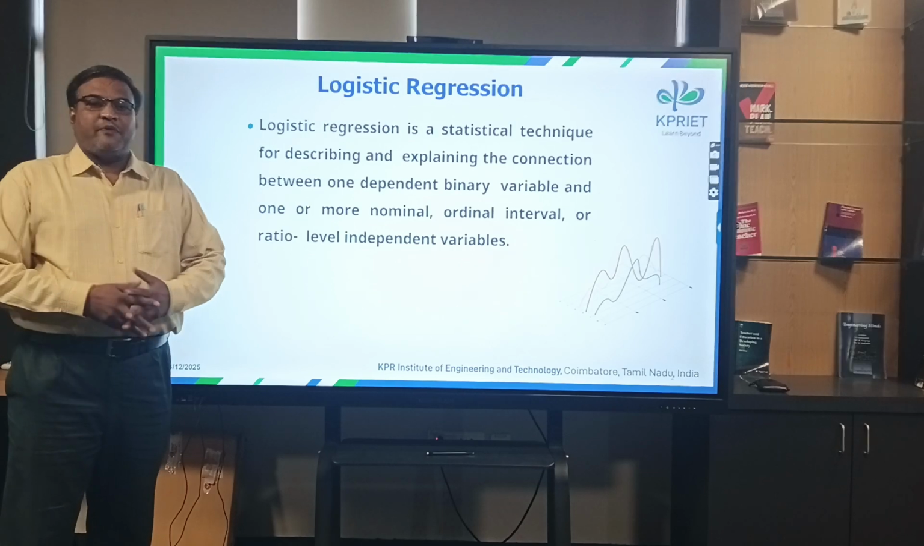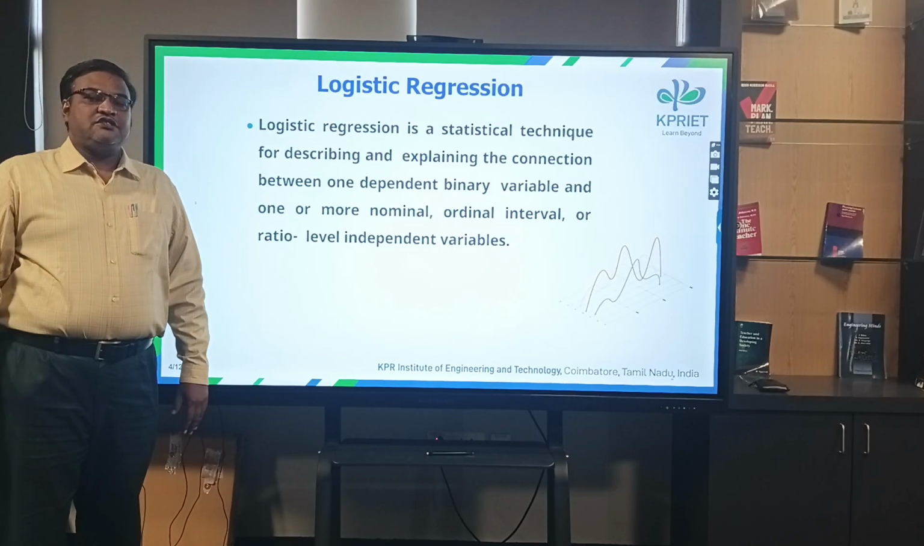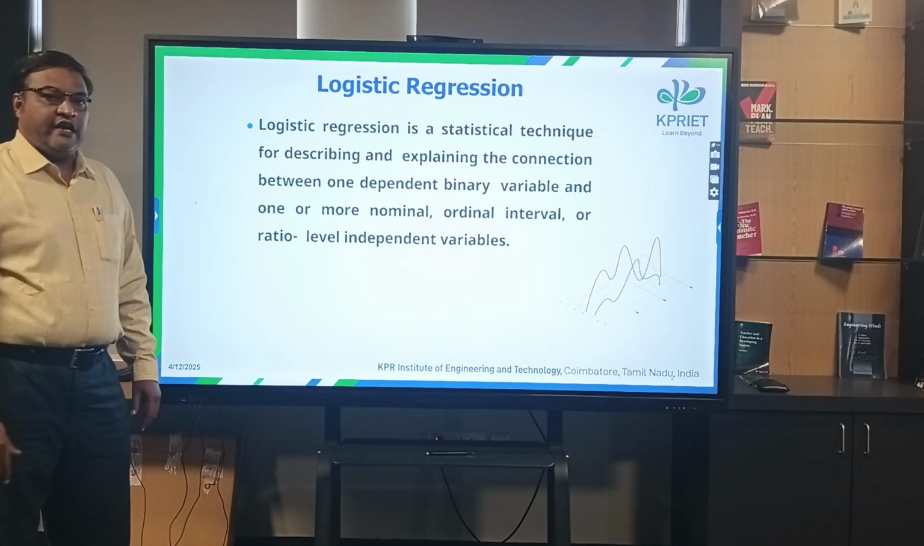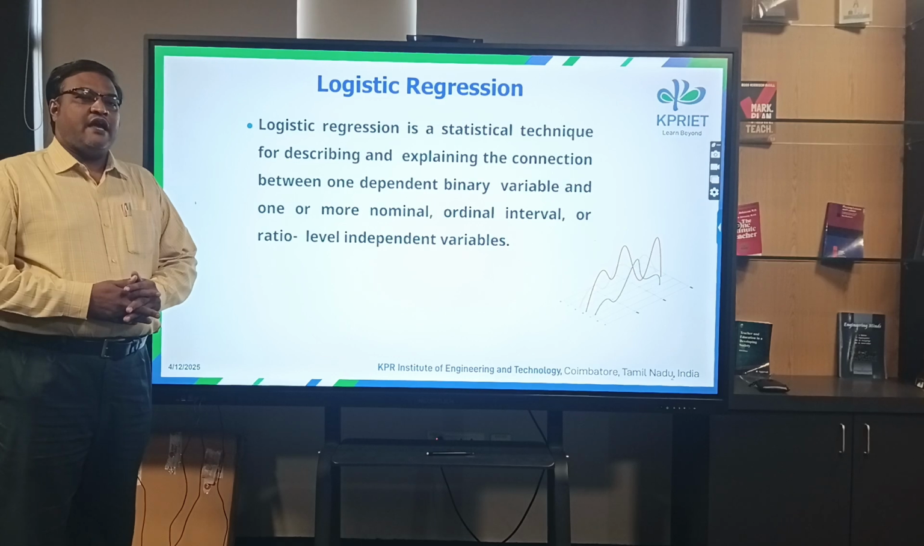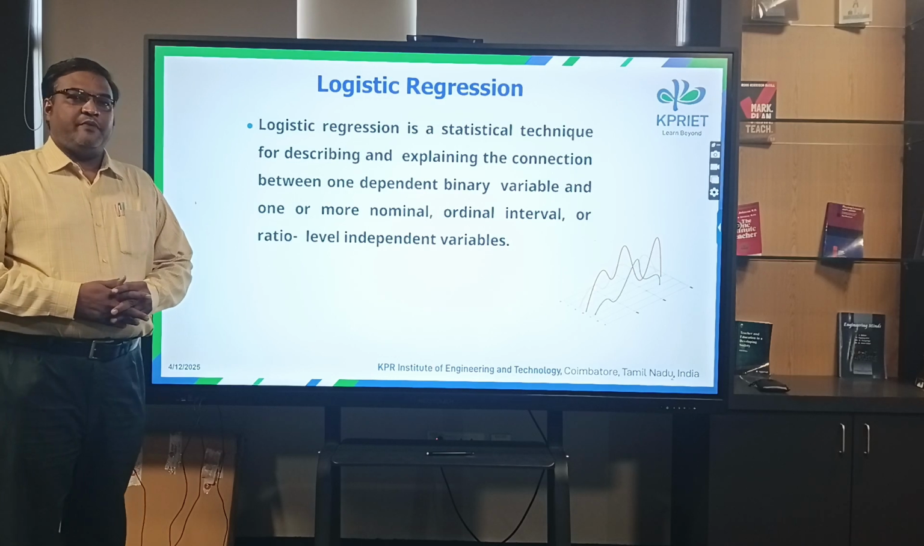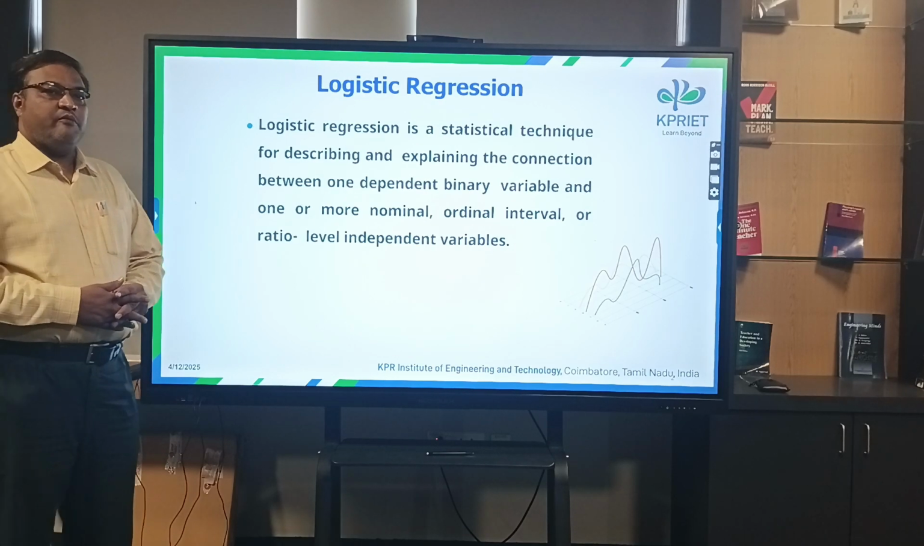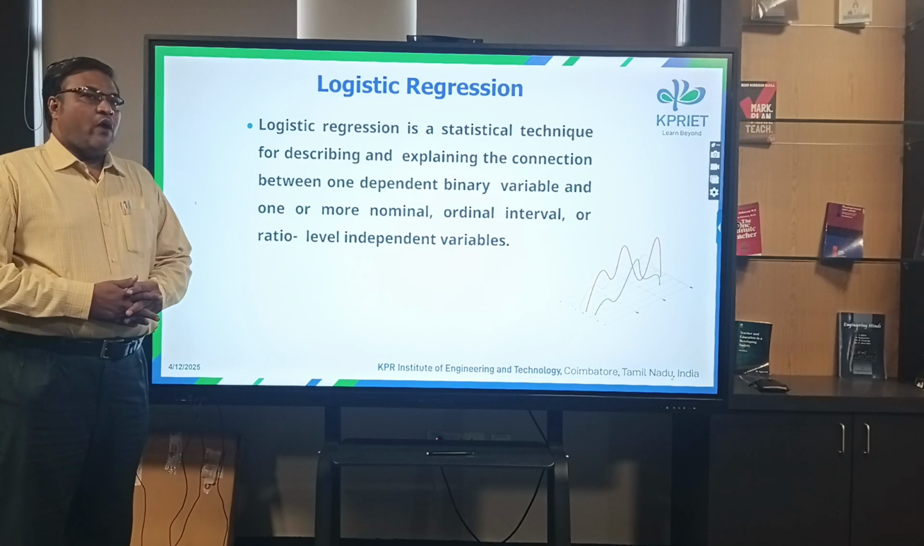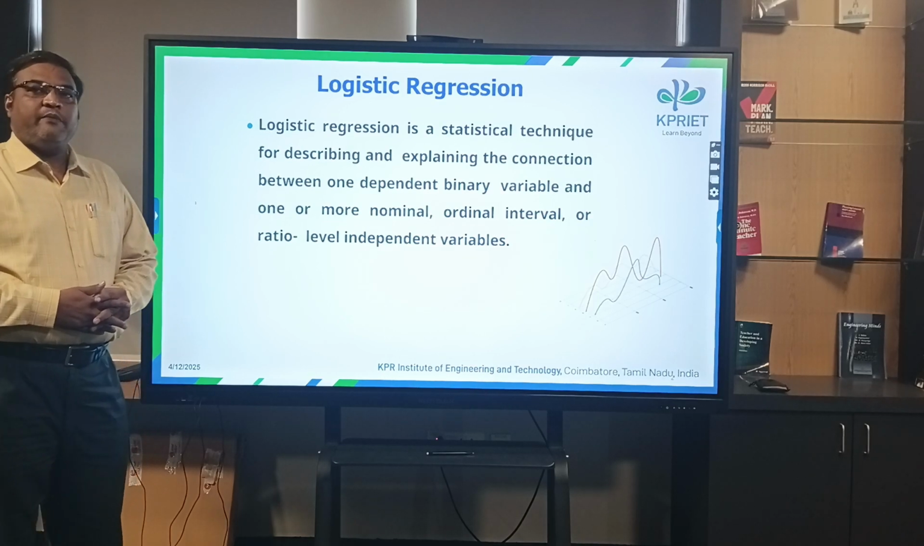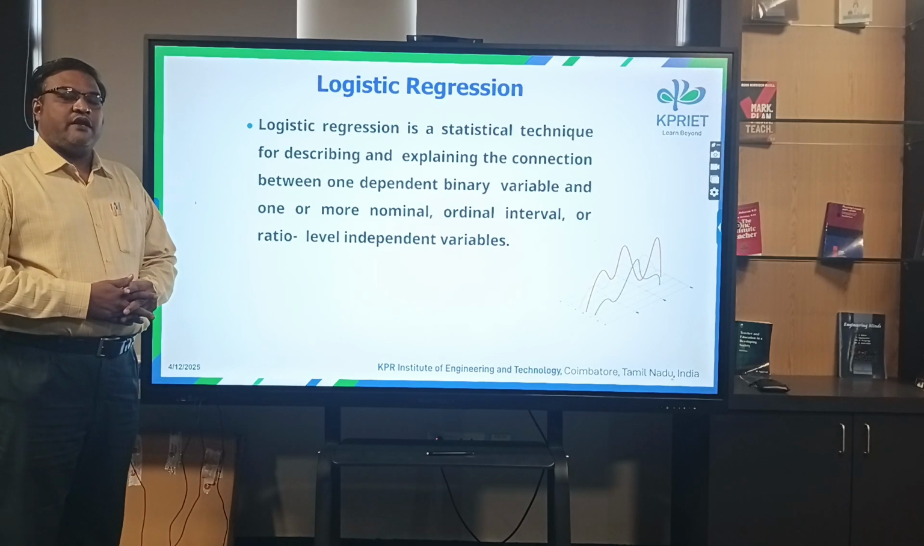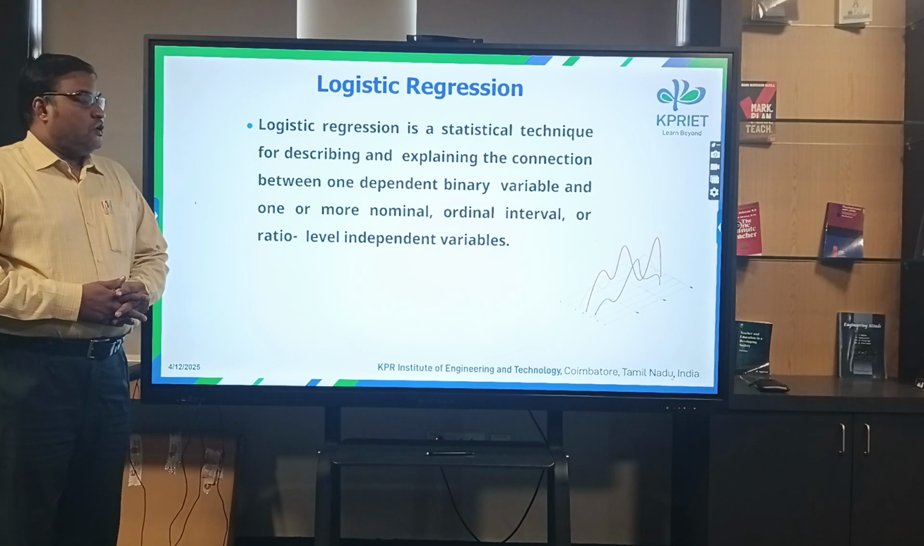From the definition perspective, logistic regression is a statistical technique that describes and explains the relationship between one dependent variable, that is y, and one or more independent variables, that is x1, x2, x3, etc.